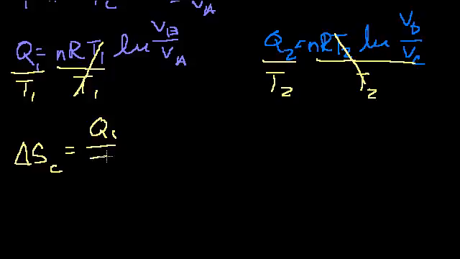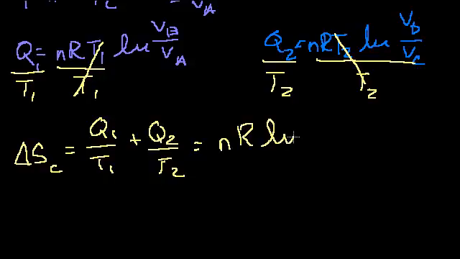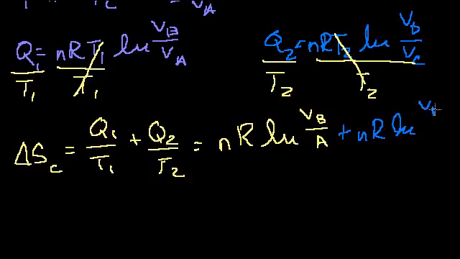So our change in our mystical state variable as we go around the Carnot cycle is equal to Q1 over T1 plus Q2 over T2, which is equal to nR times the natural log of VB over VA. That's that right there. And then plus Q2 over T2, which is just nR times the natural log of VD over VC. Sorry, this is VC. This is a VA here.